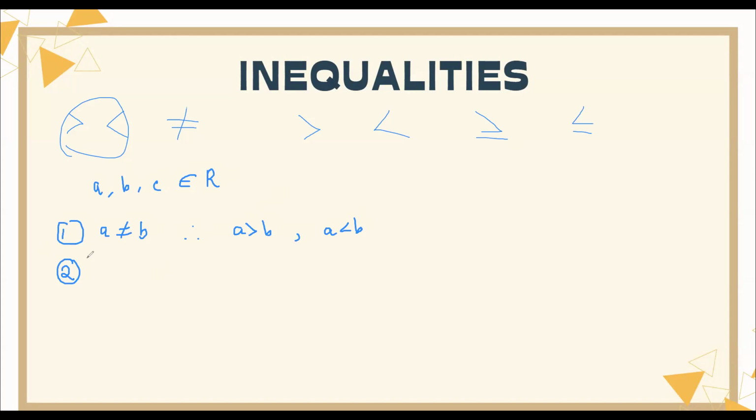The second property of inequality is the transitive property. The transitive property of inequality states that if A is greater than B and B is greater than C, then A is greater than C. Similarly, if A is less than B and B is less than C, therefore A is less than C.